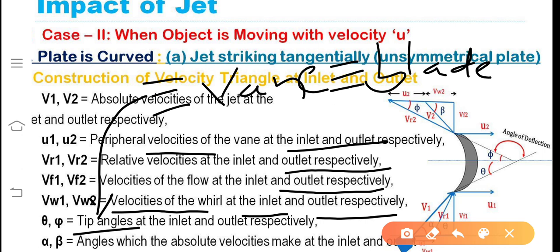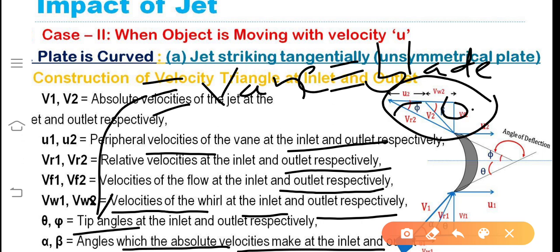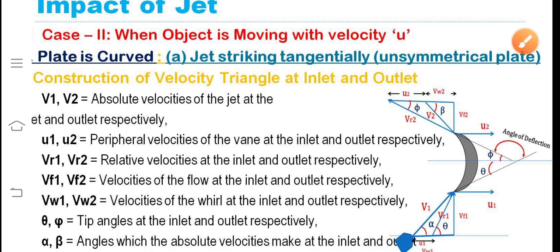Alpha and beta are the angles which the absolute velocities make at the inlet and outlet respectively. Alpha with respect to inlet, beta with respect to outlet. You can see from this figure, this is the outlet velocity triangle. Therefore, here you can see beta and phi angles. The magnified figure we will see in the next slide. Similarly, at inlet also you can see alpha and theta are the two angles. Theta is the vane angle, alpha is the angle made by the absolute velocity with the horizontal. Is it clear? Next slide.